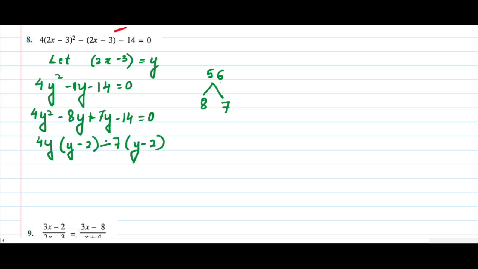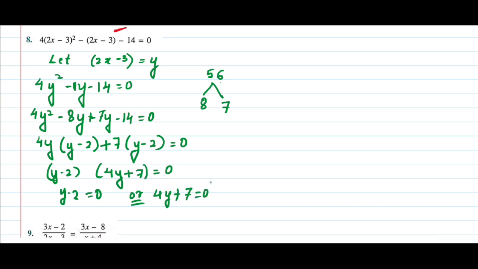Why? Because plus 7 I have taken as common. So y minus 2 is the common term, which I have written on one side, and 4y plus 7 on the other side, which is equal to 0. That is, y minus 2 equals 0, or 4y plus 7 equals 0. I'll get y equals 2, or y equals minus 7 divided by 4.